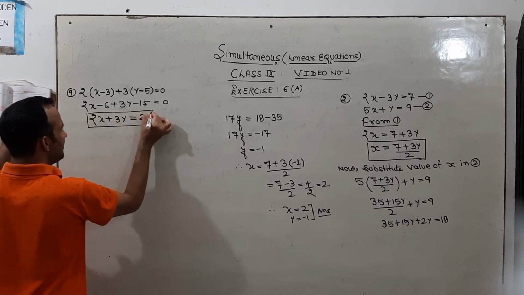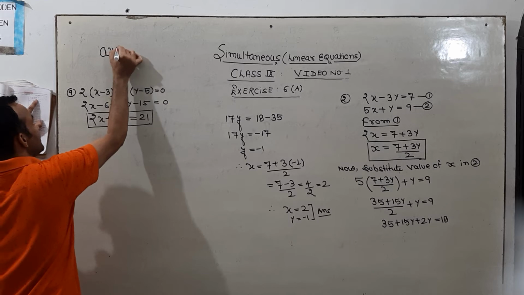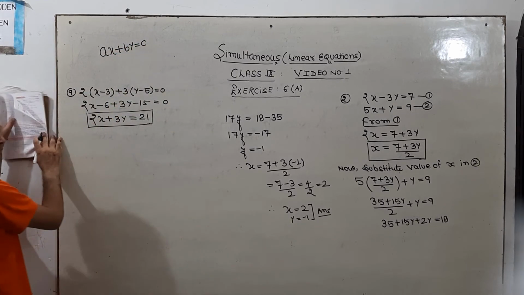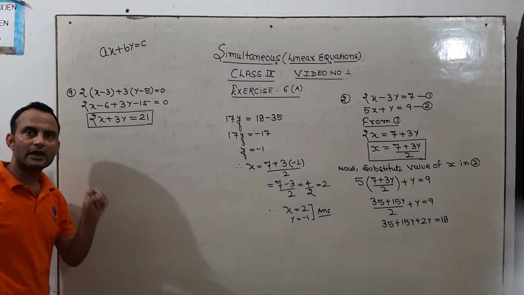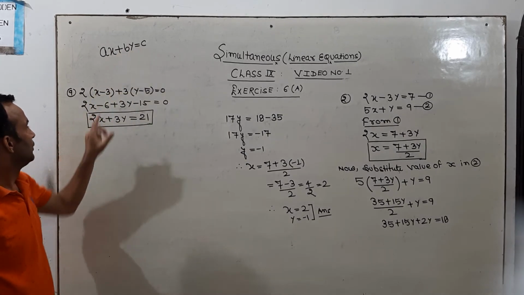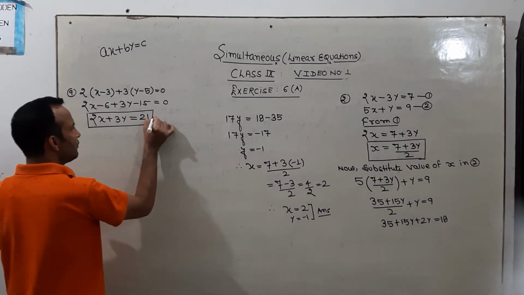My dear students, please keep in mind that always convert the equation in this general form. Ax plus by is equal to c. Whenever you apply the substitution method, always convert the given equation in this general form. Ax plus by is equal to c. You can see ax plus by is equal to c. So this is first equation.